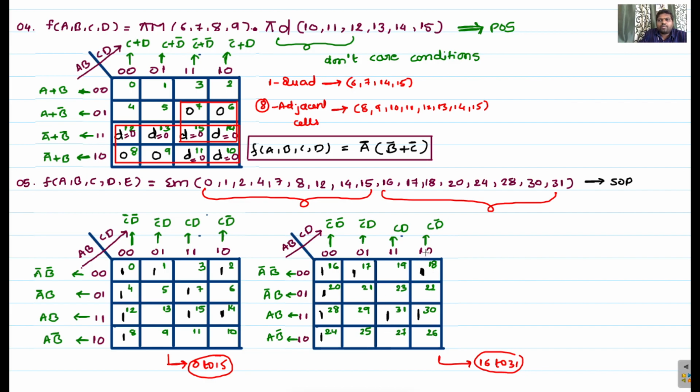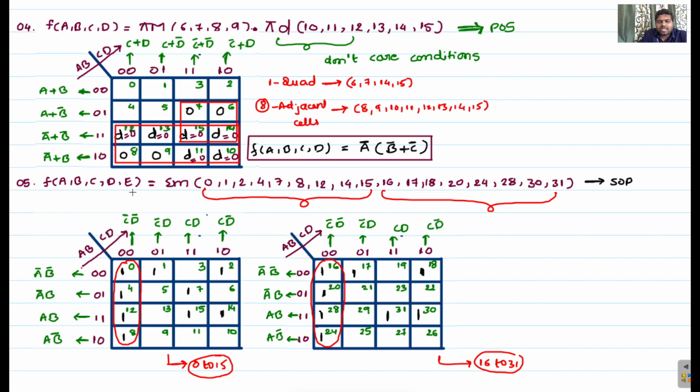Now you can form the groups. You can observe here, first, this is one group, 4 adjacent cells. If you observe this K map, here also we have one group. These 4 are adjacent square boxes. Here we have one quad, here also we have one quad, and here the variables are also the same, A B C D and A B C D.